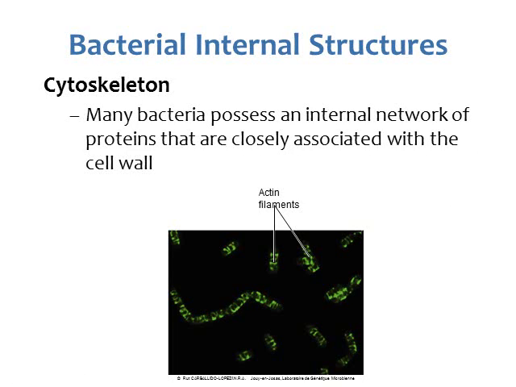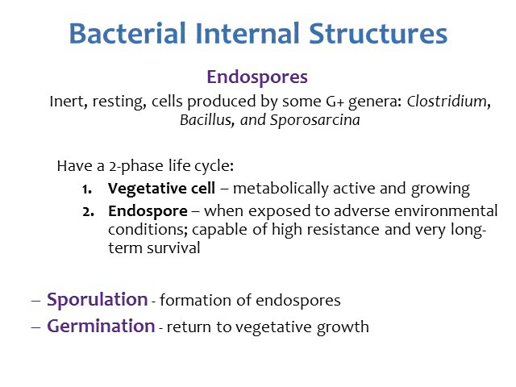Another internal structure is called the cytoskeleton. This is an internal network of proteins, and they're associated with the cell wall. The cytoskeleton helps the bacteria cell organize itself internally. And cytoskeleton, it's basically what it means. It's a skeleton inside of your cell.